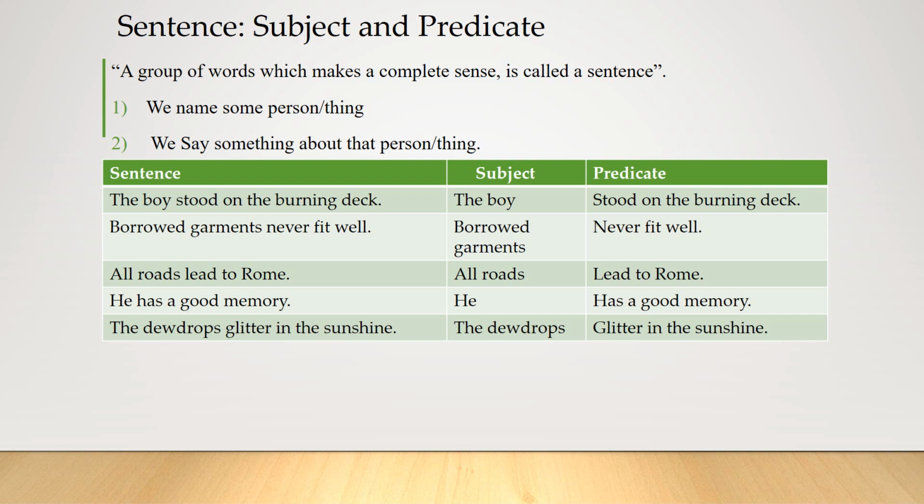All roads lead to Rome. Here, all roads is the subject and lead to Rome is the predicate. Similarly, the dewdrops glitter in the sunshine. The dewdrops is the subject. Glitter in the sunshine is the predicate.